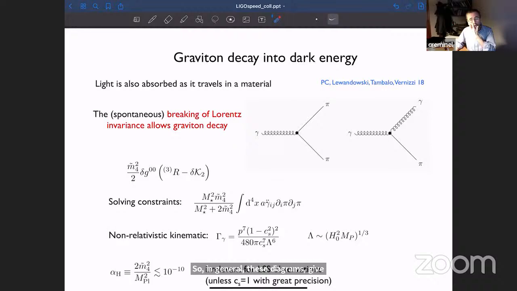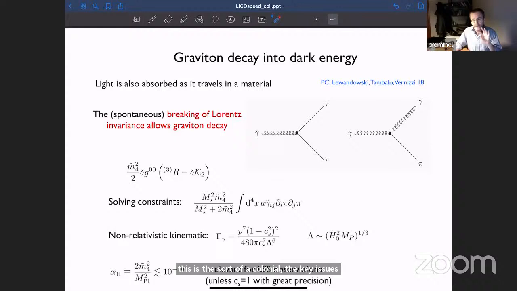Let me open a small parenthesis. Notice that this is only possible because we are in a medium, because Lorentz invariance is spontaneously broken. In general, a massless particle, like the graviton, will not decay in practice. If you think about the kinematics, it can only decay collinearly, because it cannot decay into two particles with an angle. But this sort of collinear decay, you should think about more like a renormalization of the state.